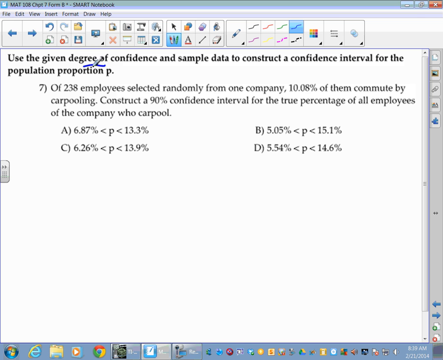Use degree of confidence and the sample data to construct a confidence interval for the population P. So which board are we on? Pretty obvious, I think. Yeah. 7-2.